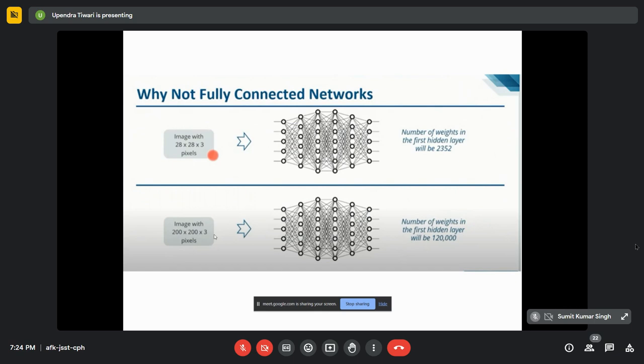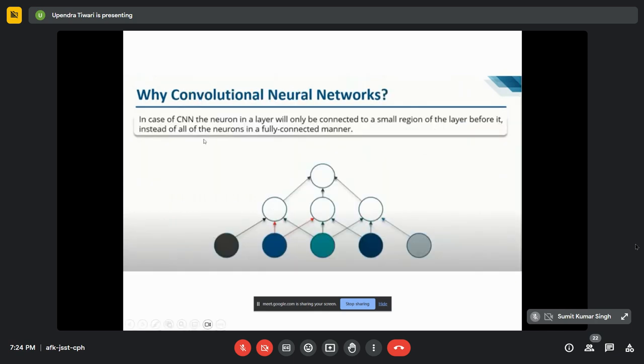That is why whenever we have to deal with these images, we never work with the artificial neural network. We work with the convolution neural network. So this is the convolution neural network.